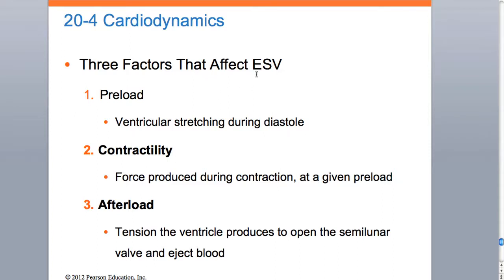Now the author says ESV. Well, if you remember the formula, stroke volume is related to ESV and EDV. So these are 3 factors affecting stroke volume. The first one is preload. Let me give you an example of that.